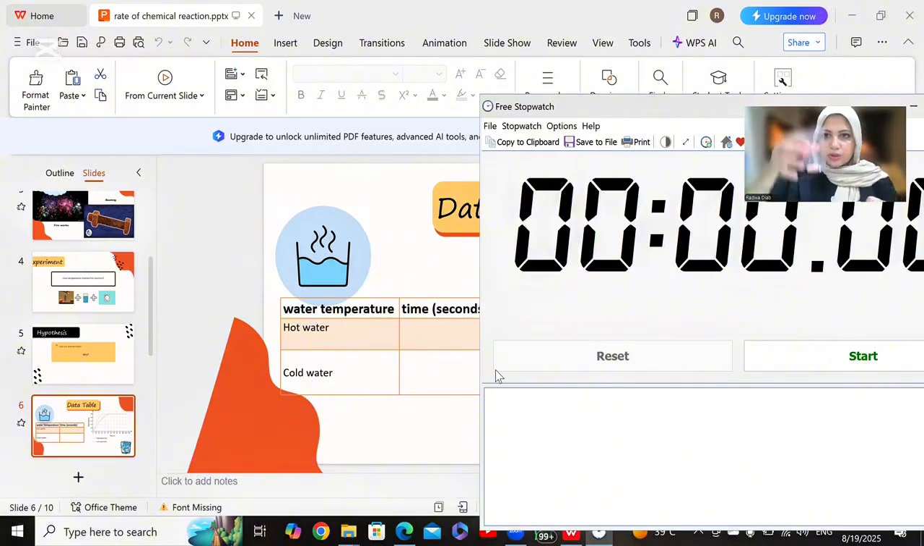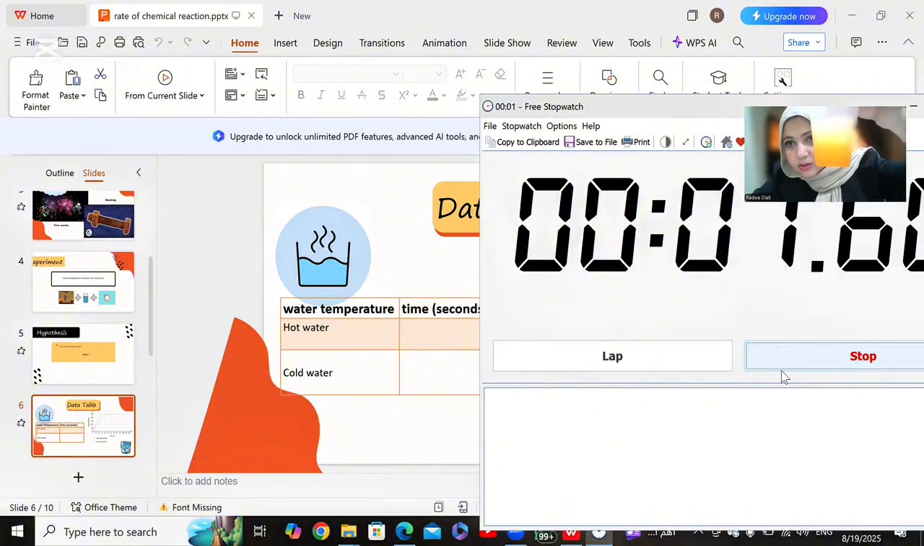So let's start with the hot water. Here I have hot water. Let's see what will happen. Guys, ready? Okay, here. Can you see what is happening here? Yes, there's fizzing and bubbles produced once we pour the hot water over the tablet. I have to start the timing.